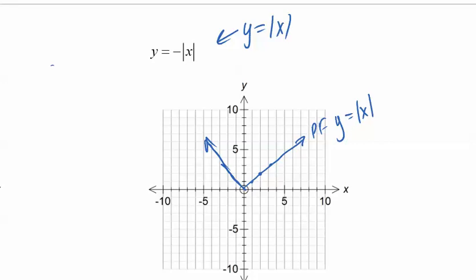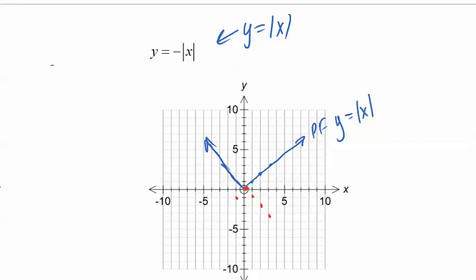Well, how is that going to change our function? Let's go in another color and change that function. Whatever y was, now it's going to become the opposite. So if y is 0, obviously it's going to stay 0. So that's still at the origin. But 1 is going to become negative 1. 2 is going to become negative 2. 3 is going to become negative 3, and so on. Same thing on the other side.